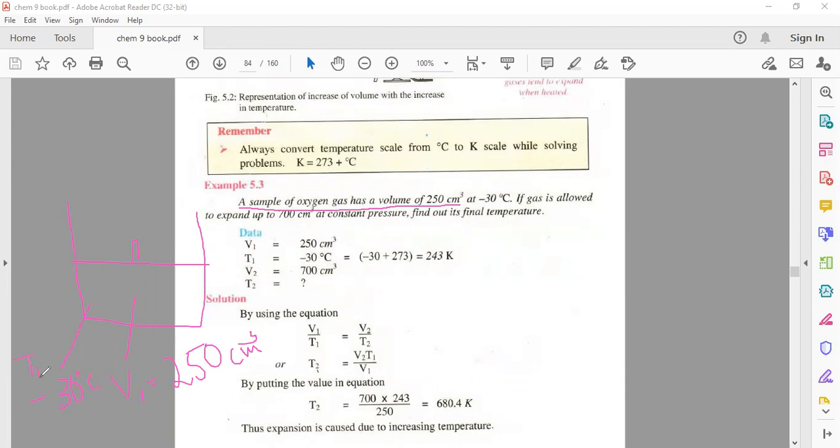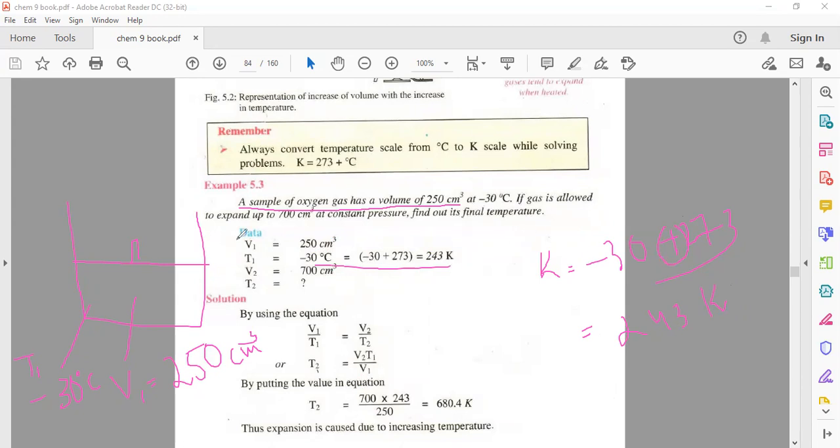So quickly change this temperature into Kelvin. How can you change this temperature? You can change the temperature into Kelvin by adding 273. So minus 30 plus 273. So minus plus minus, 243 Kelvin will be the new value. There will be a positive sign because the bigger value has a positive sign. So here you can see the conversion.